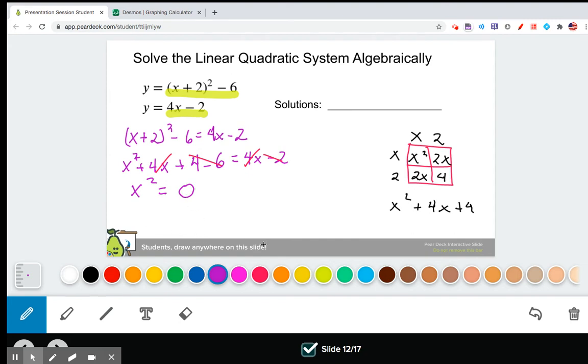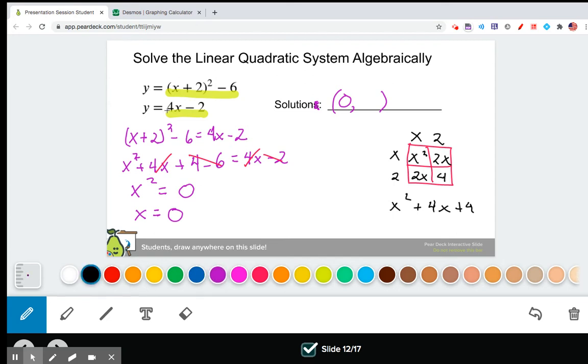So I can go ahead and take the square root of both sides, and when I do, although I typically get plus or minus, in the case of 0, there's only one solution. So there are not two solutions, there's one. The x value of that solution is 0.